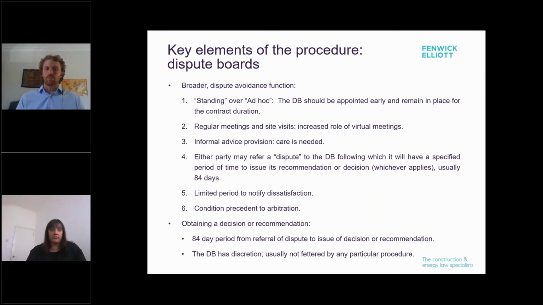Once a decision or recommendation has been issued, the parties will have a short period of time, between 2 to 4 weeks, to notify the other party of their dissatisfaction with it, failing which they'll be deemed to have accepted it. Now, this is only really immediately important in relation to DBs who can issue decisions, in which case the failure to issue a notice of dissatisfaction on time will make the decision final, and it will become immediately and summarily enforceable in arbitration. Finally, obtaining a dispute board decision or recommendation is a condition precedent to referring a dispute to arbitration, except in very limited circumstances.